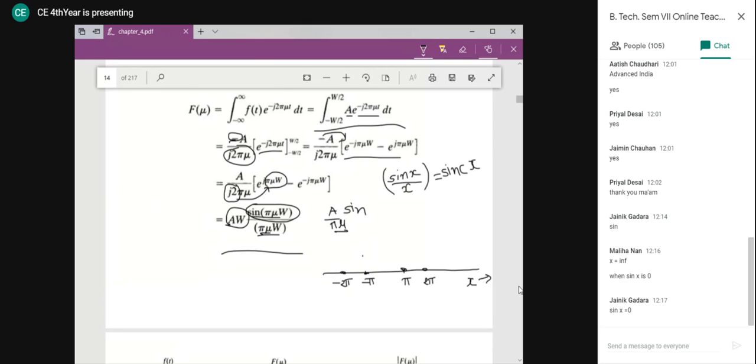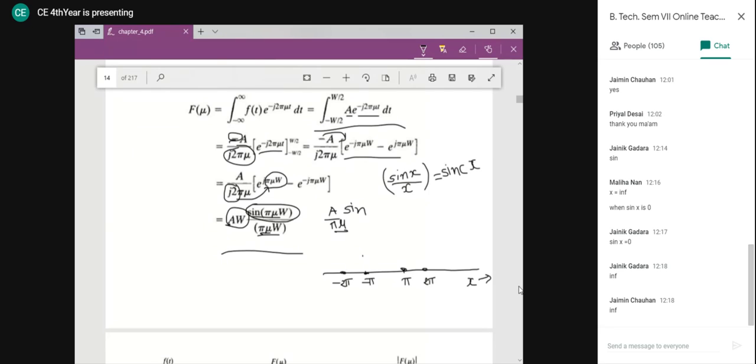What will happen? Will it be infinite? sin x by x. Think on that. At that point also, what will happen? x is equal to 0 at that time. What will be the value of sin? Yes, it will be 0 by 0. So what is the value of 0 by 0? When x tends to 0, the value is going to be 0 by 0.